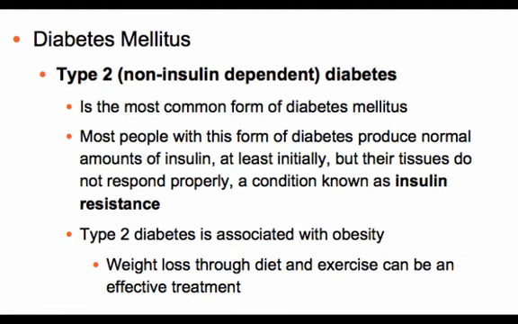Type 2 diabetes is called non-insulin dependent diabetes. This is the most common form of diabetes mellitus. Most people with this form of diabetes produce normal amounts of insulin, at least initially, but their tissue does not respond properly, a condition known as insulin resistance. Type 2 diabetes is also associated with obesity. Weight loss through diet and exercise can be an effective treatment.